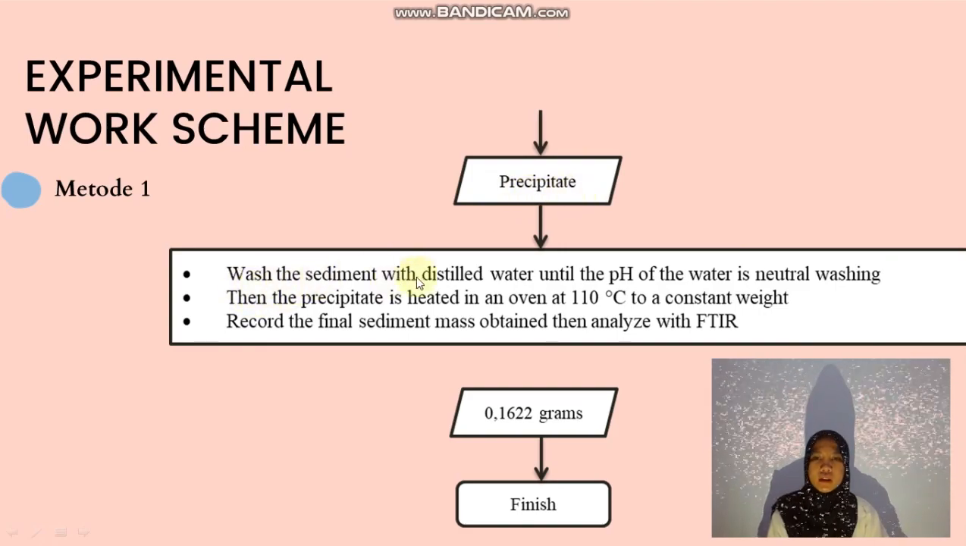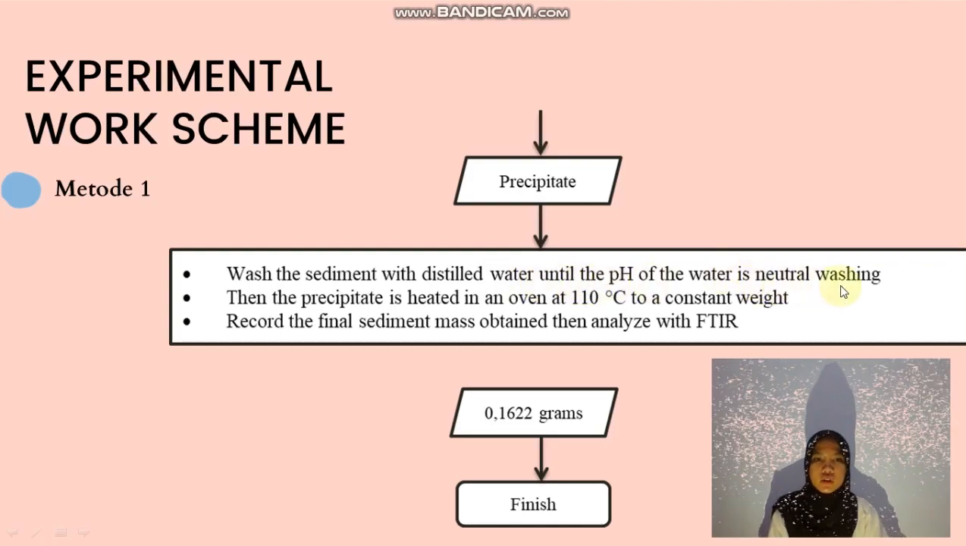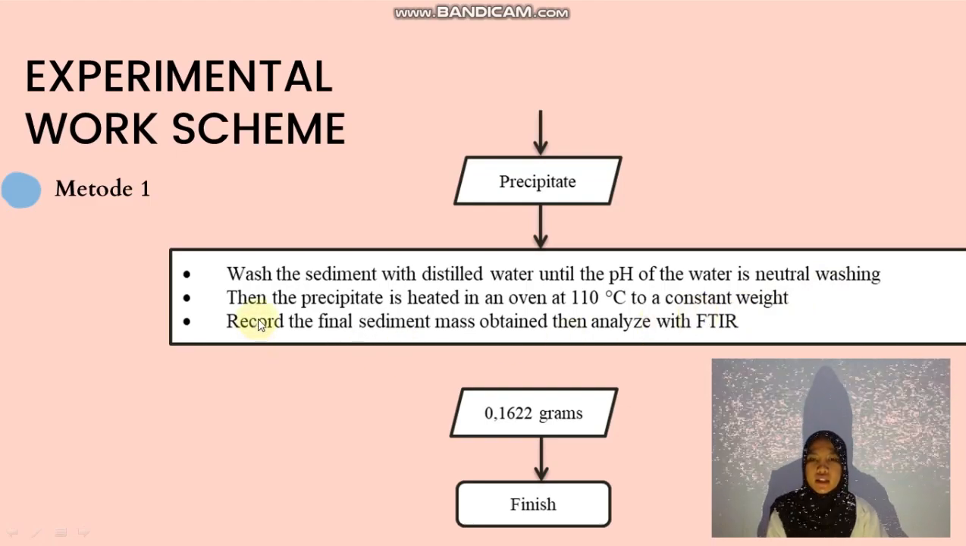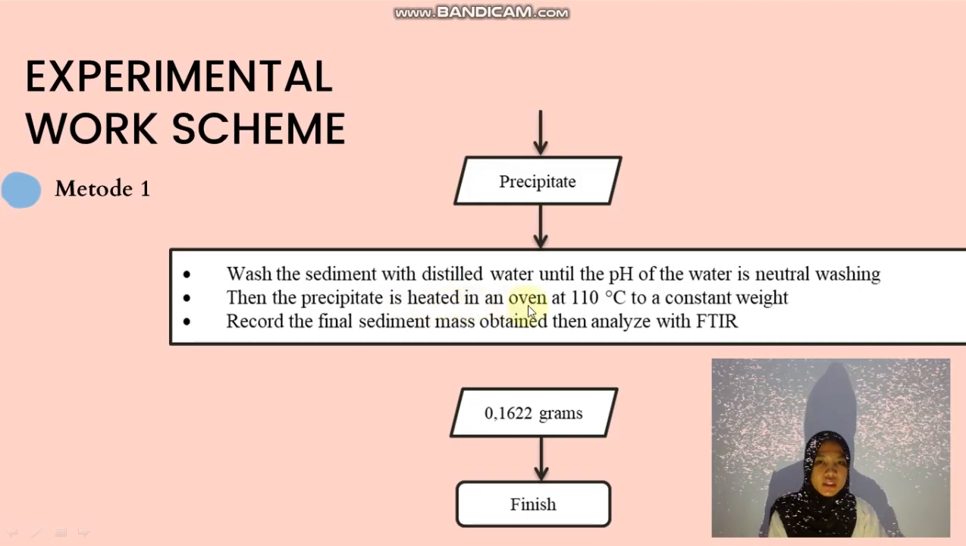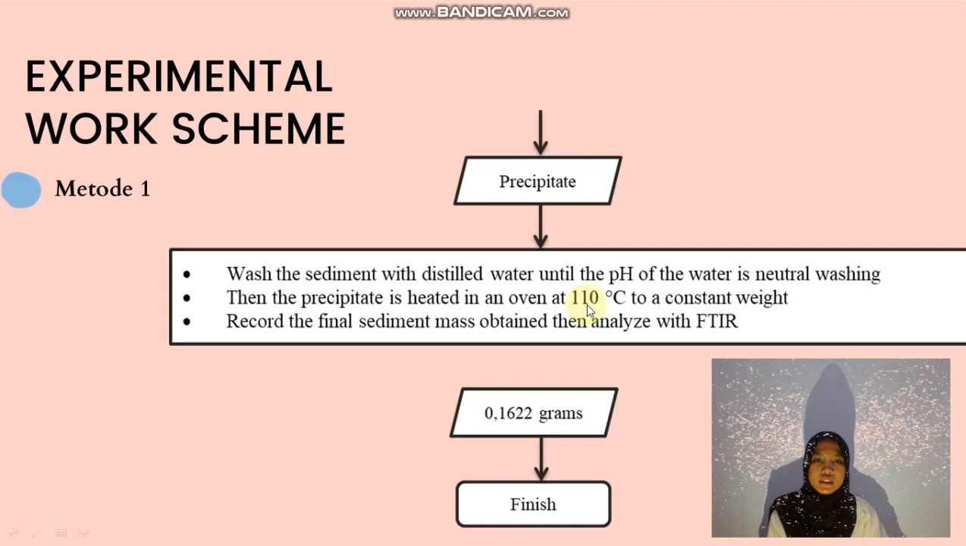Next, wash the sediment with distilled water until the pH of the washing water is neutral. Then the precipitate is heated in an oven at 110 degrees Celsius to a constant weight. Record the final sediment mass obtained, then analyze with FTIR. Next, the result is 0.1622 grams out of 2 grams.